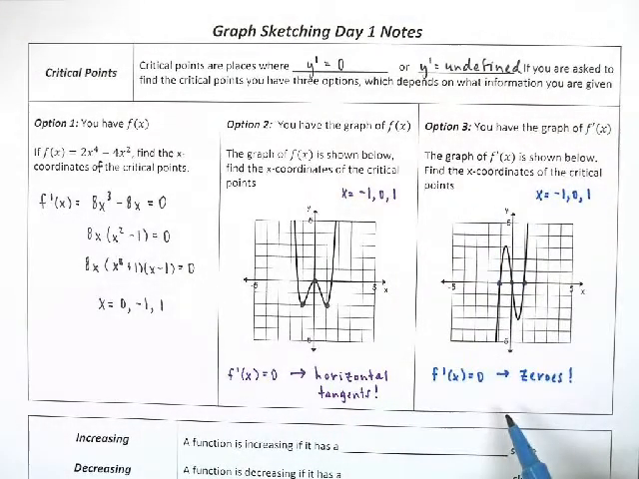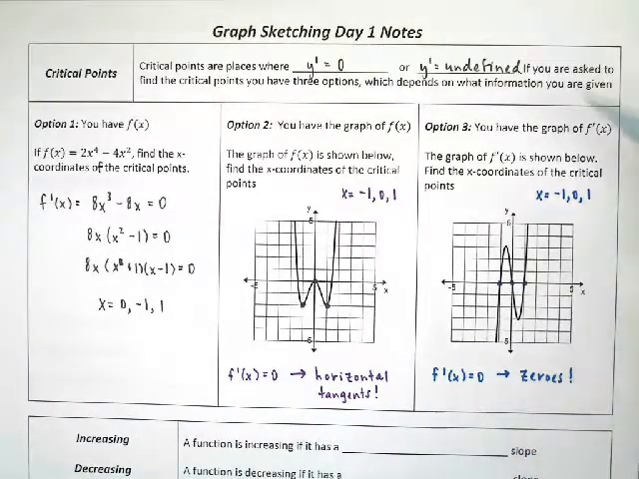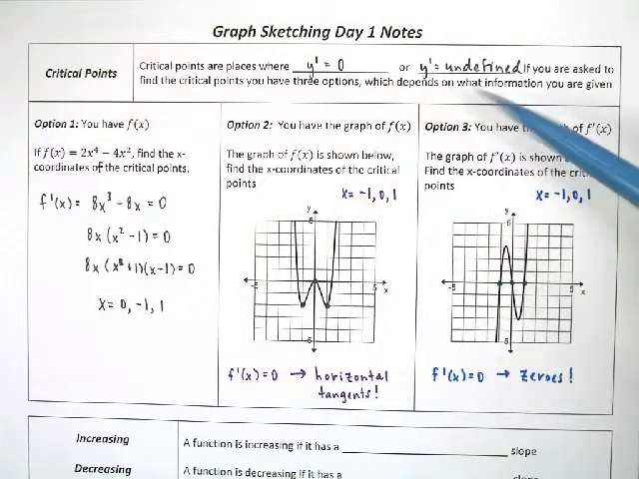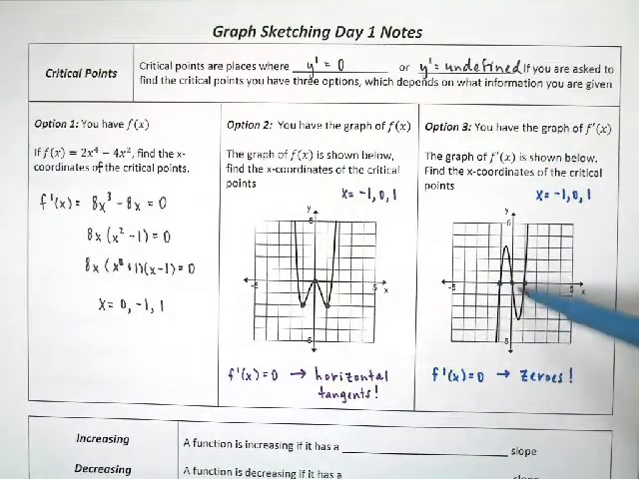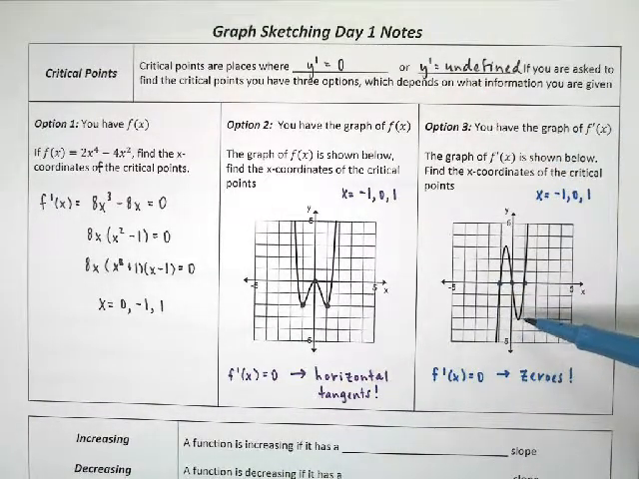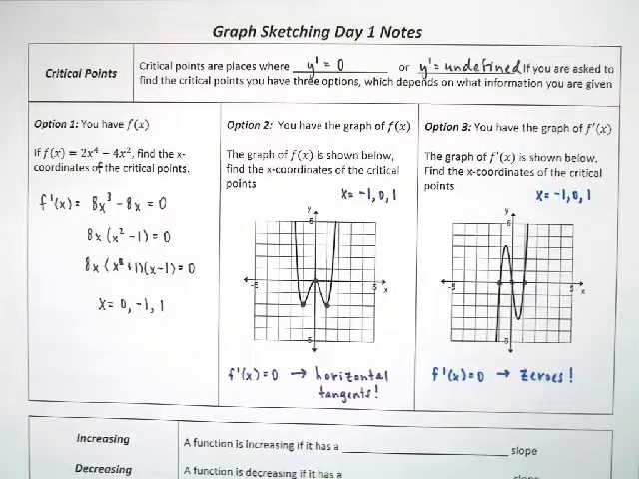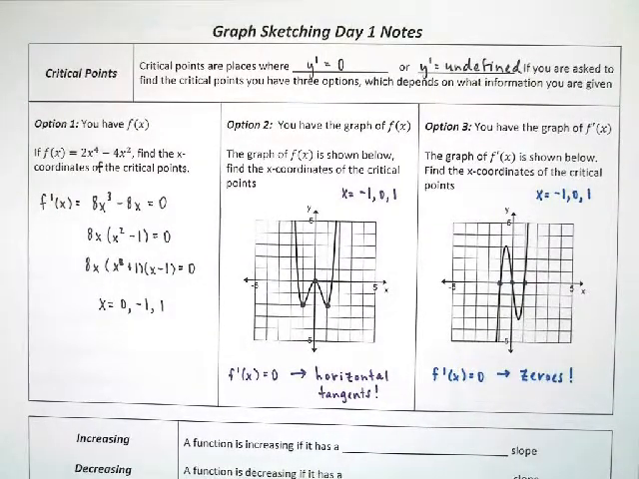Now, one thing I do want to bring up, we said we're looking for where y prime is 0 or y prime is undefined. Again, since I don't have any corners, cusps, or discontinuities here, there's no places where that would not be differentiable, so that's why I didn't worry about this second case here. So that's the first bit, is just knowing where to find those critical points.